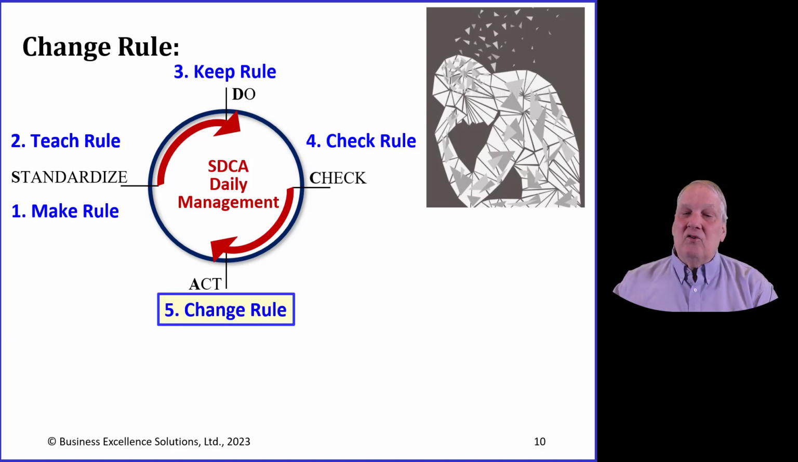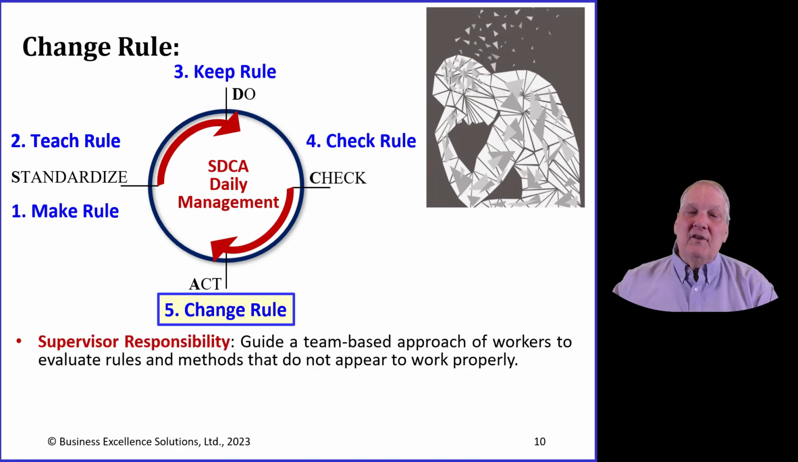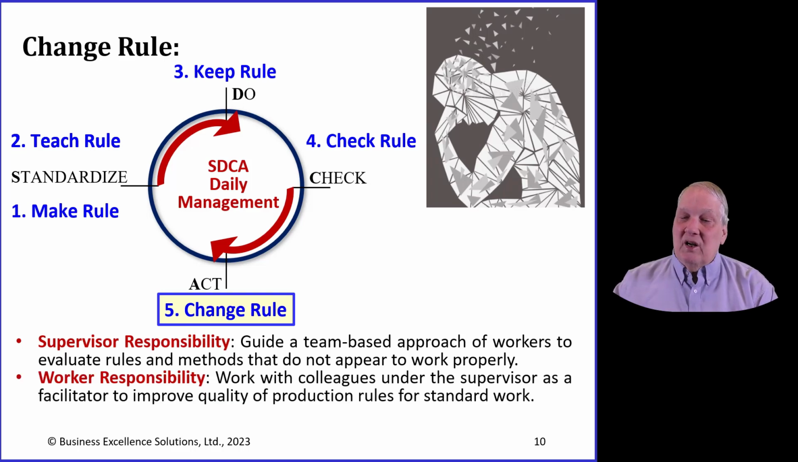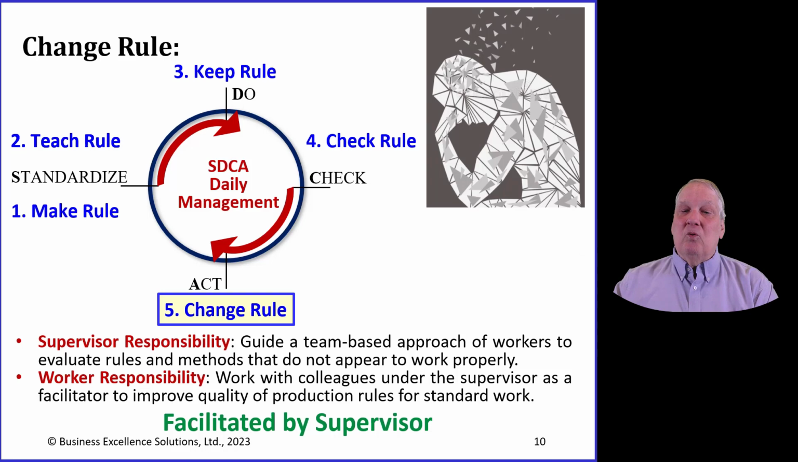And the last step is called change the rule. And this is, again, a supervisor's responsibility: to guide a team-based approach to evaluate rules and methods that do not appear to be operating properly. And the worker works with the colleagues under the supervisor to facilitate how we improve these rules for production and the standard work so it can be done in a better way, more clearly, and can we express it in language we all understand. This is facilitated by the worker, and once it's completed, we begin the make rule decision with this new information, and then teach rule, keep rule.